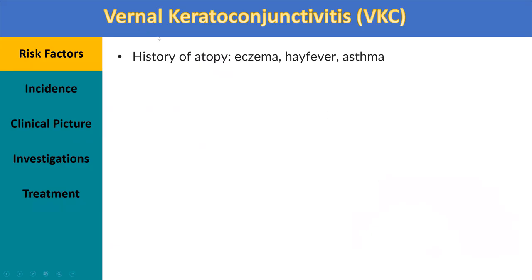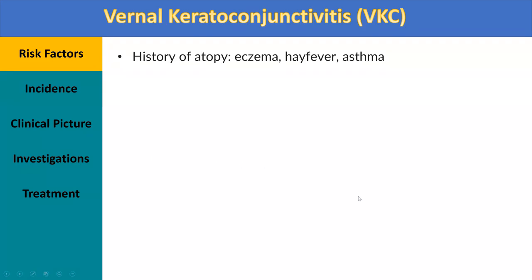Let's first analyze the name. Vernal may be related to the season of spring, as it is sometimes called spring catarrh. This is the other name of this disease. Those patients will have a history of atopy, eczema, hay fever, and asthma, so they are already pre-sensitized. Also, they could have a family history. So it is very important to ask those patients about other systemic associations or the presence of a family history.